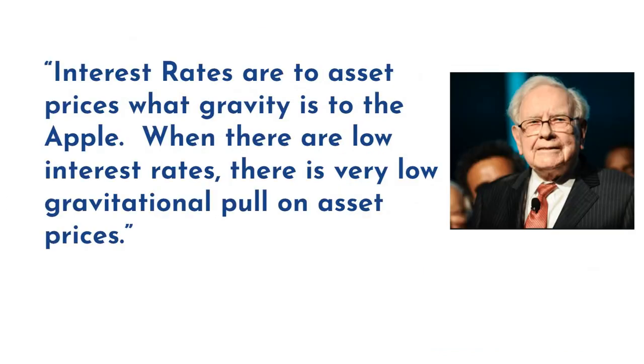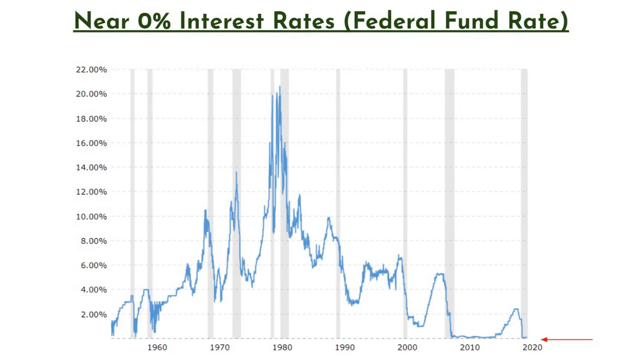As Warren Buffett has said, interest rates are to asset prices what gravity is to an apple. So when interest rates are low, there is very low gravitational pull on the asset prices. Thus, the almost 0% interest rate resulted in the rise of the asset prices in the economy. All three asset classes, housing, bonds, and stocks, saw a sharp increase in their prices.